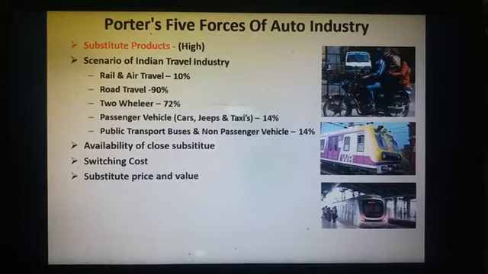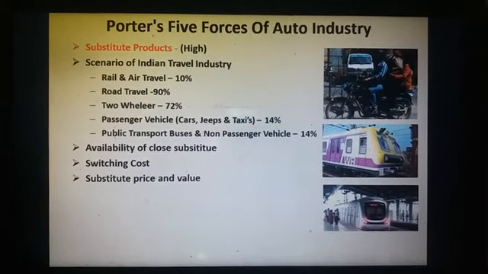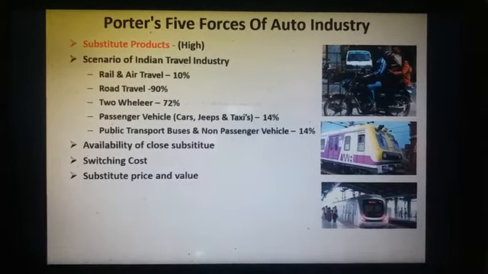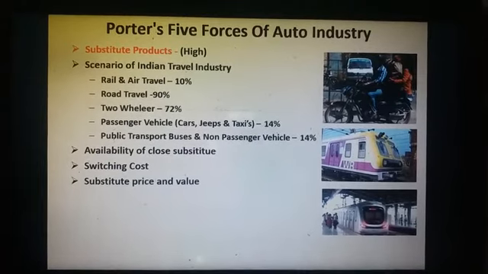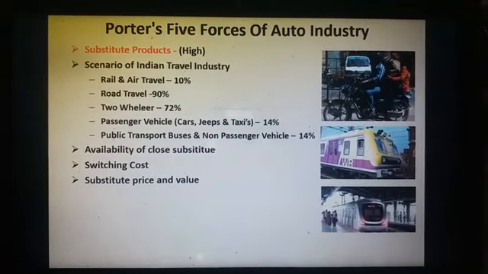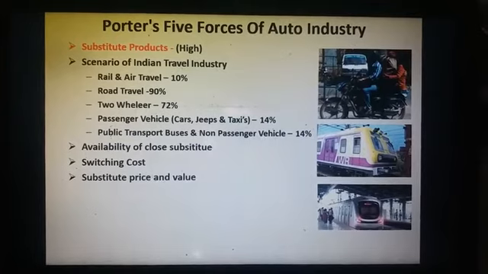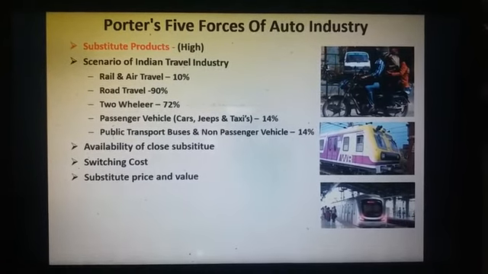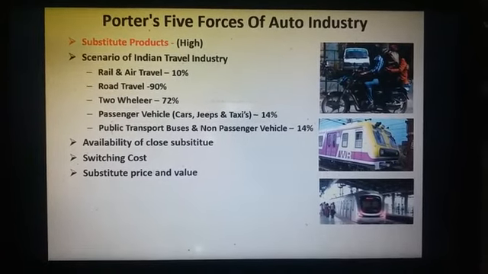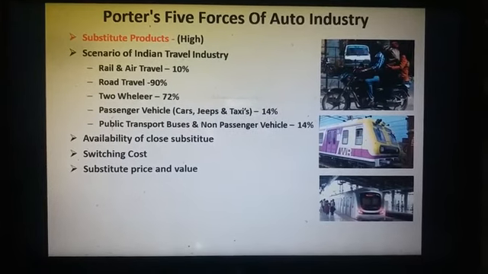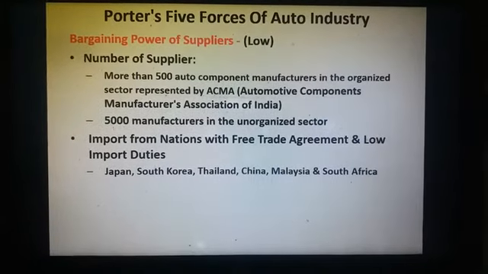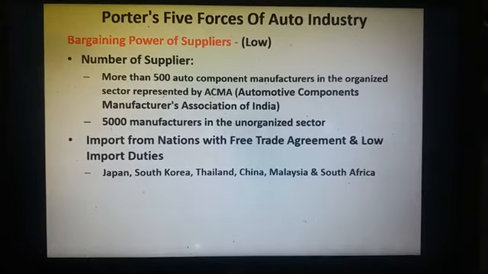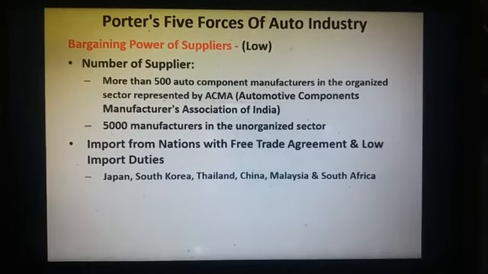Substitute goods, automobile industry, you have got railways, airways, roadways. 90% people prefer two-wheeler, passenger car, passenger vehicle, car, jeep, taxis. Availability of close substitutes, switching cost can be high, can be low, and substitute price and value for a particular good. Next will be bargaining power of suppliers in case of the same industry.